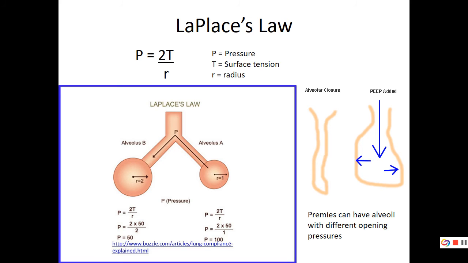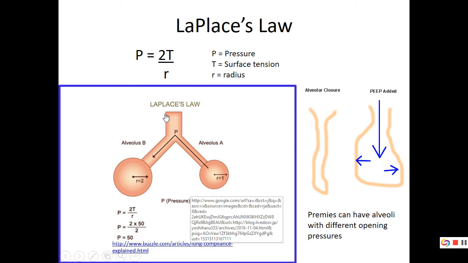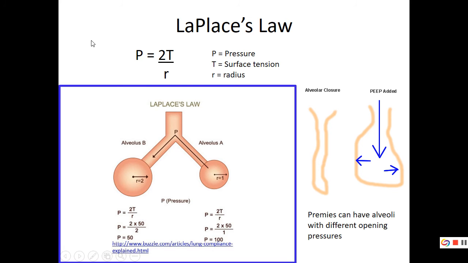Okay, another law here, Laplace's law. Again, not trying to put you to sleep. This is another important concept to understand, and this has to do with opening pressure. So you may hear respiratory therapists and doctors say, well, it takes more pressure to open the lung than it does to keep the lung open.